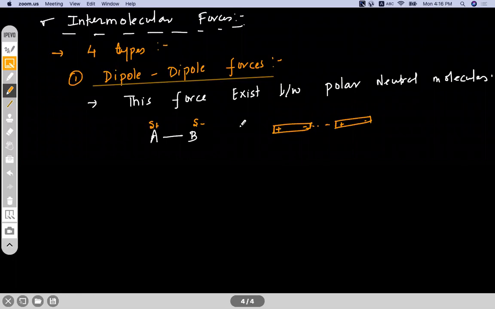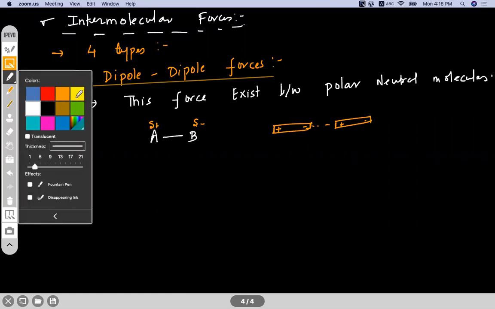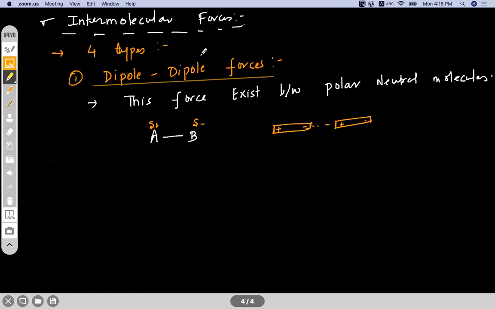Write down, this force increases with the molecular size, the molecular weight, and dipole moment. Applied only for gases.